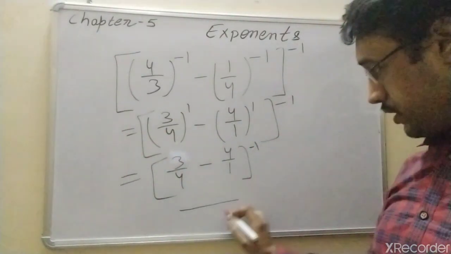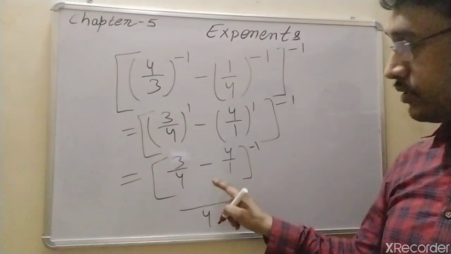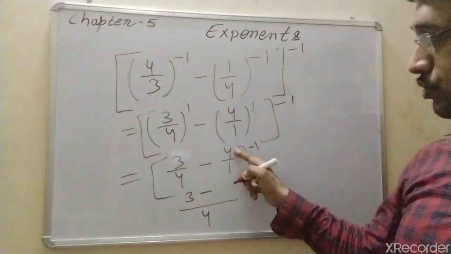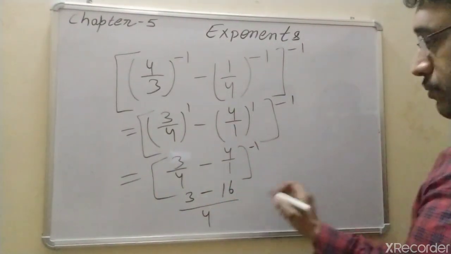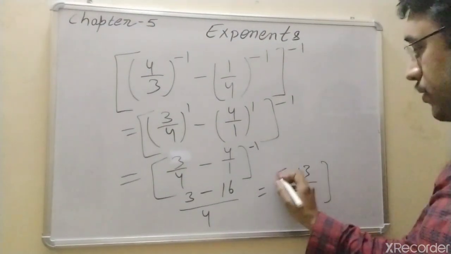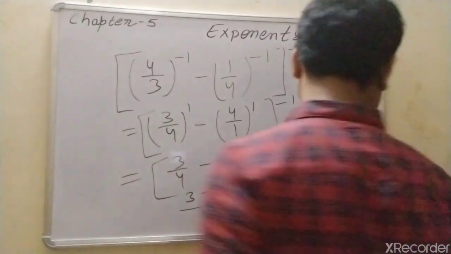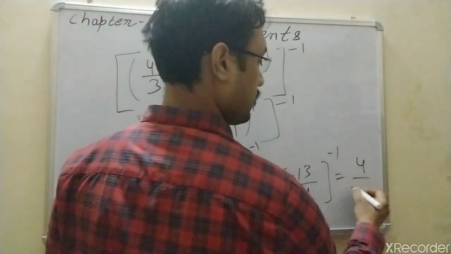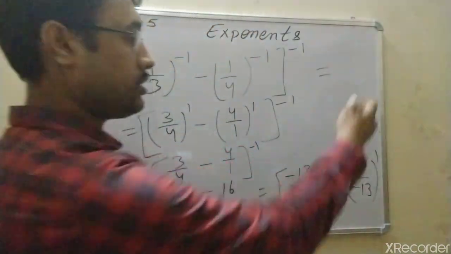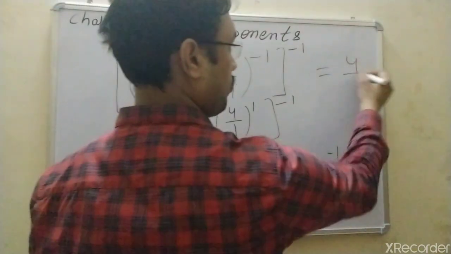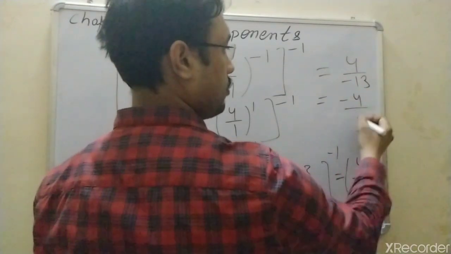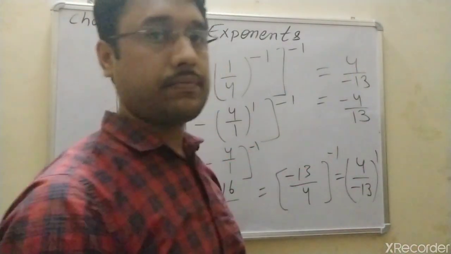So first evaluate the bracket work. 4 is the LCM, then 4 into 1 is 4, then 3 here, 1 into 4, then 4 into 4 is 16. So 3 minus 16 is minus 13. Minus 13 by 4, and outside the power is minus 1. In this you will write 4 by minus 13 and the power is 1. Then the last result is 4 by minus 13 only, then the minus sign you can send outside, that is minus 4 by 13.